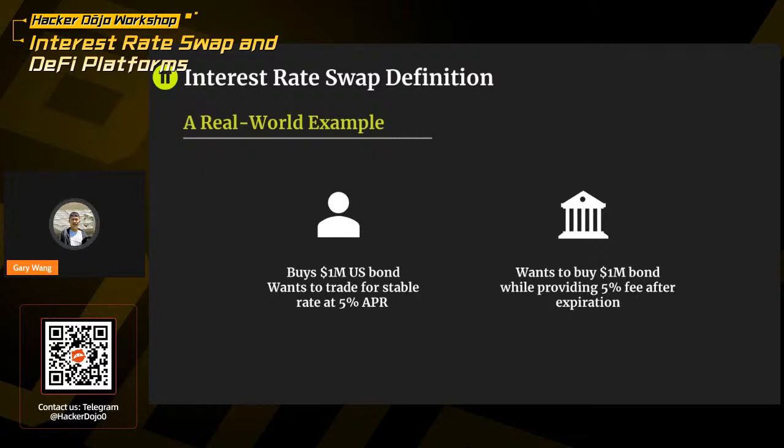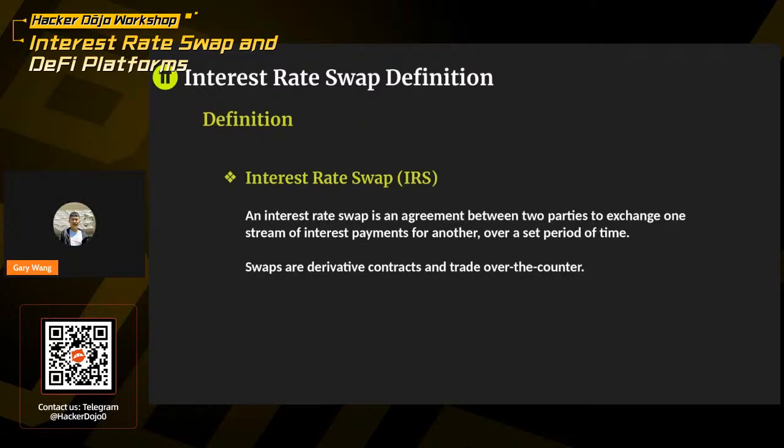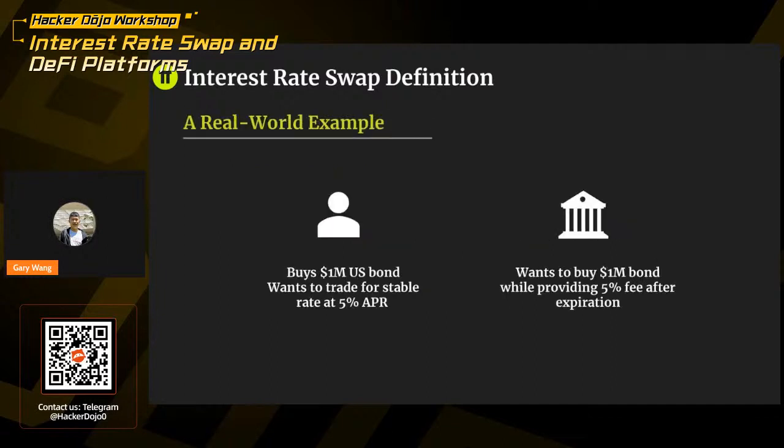So after a year, that's what happened. The average yield of this US bond would be maybe 6%. Well, the bank pays me 5% APR. That is 1 million times 5%, which is $50,000. So by expiration, I will receive the interest payment, which is $50,000, because I traded at 5% annual percentage yield.